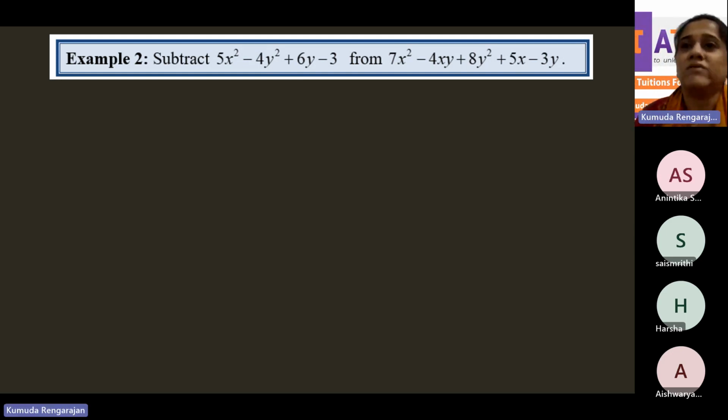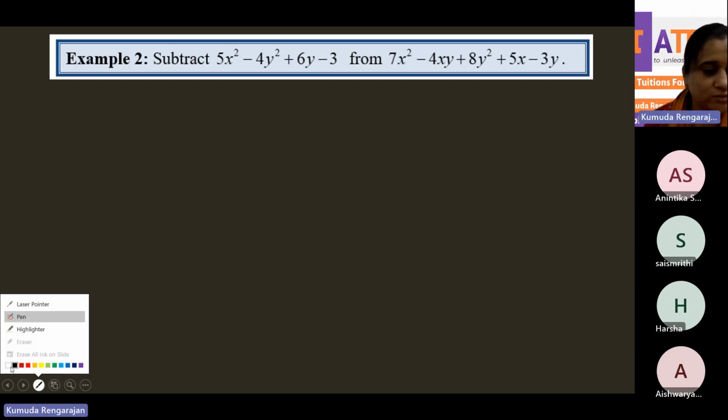That's it. Now, when we have to subtract, in the bottom row, change the signs. That's what we always do.